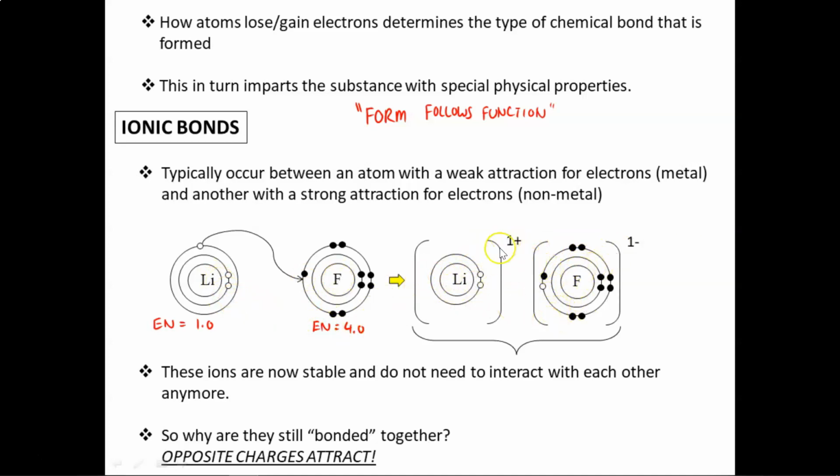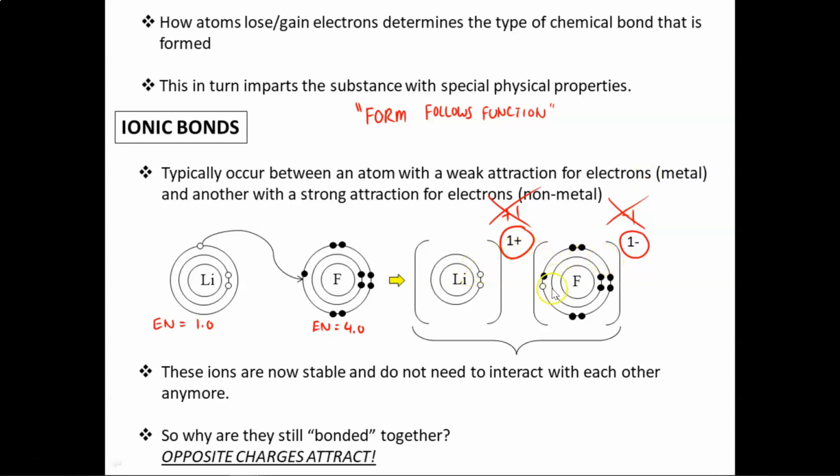Please also note that I've written the ionic charges as 1 plus and 1 minus, not plus 1 or minus 1. By putting the charge at the front, that is referring to the oxidation number, which is something totally different than the ionic charge. We'll talk more about oxidation numbers when we get to the electrochemistry unit.